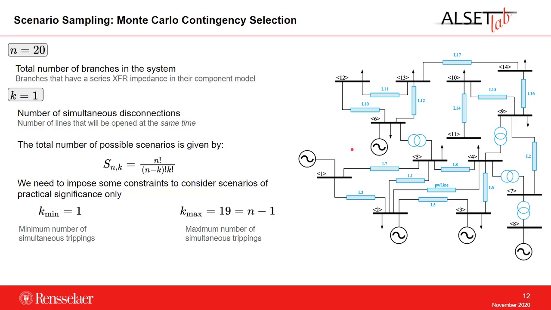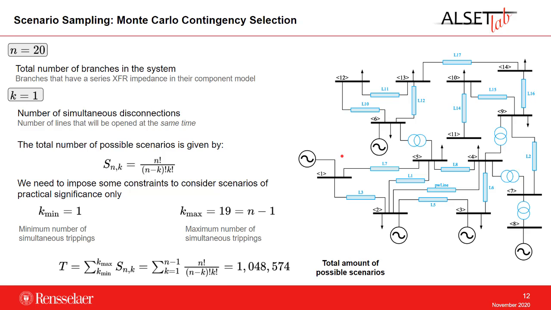So the total amount of possible scenarios is given by this sum here, and for the IEEE 14 bus system, this corresponds to 1 million scenarios. Does this mean that we will generate and study 1 million scenarios? Well, no, because we know from experience that the scenario where we trip one line is more likely to happen than a scenario where we trip 10 lines or 12 lines.